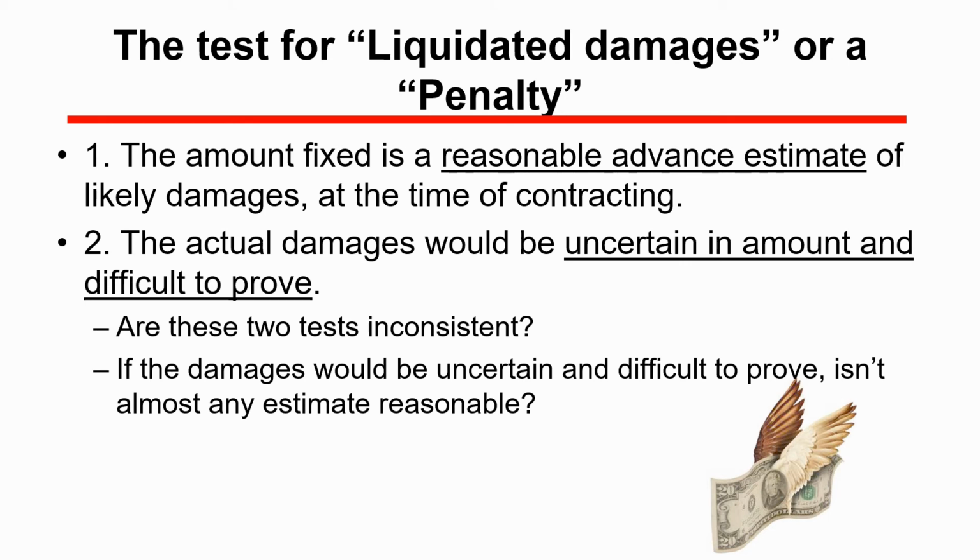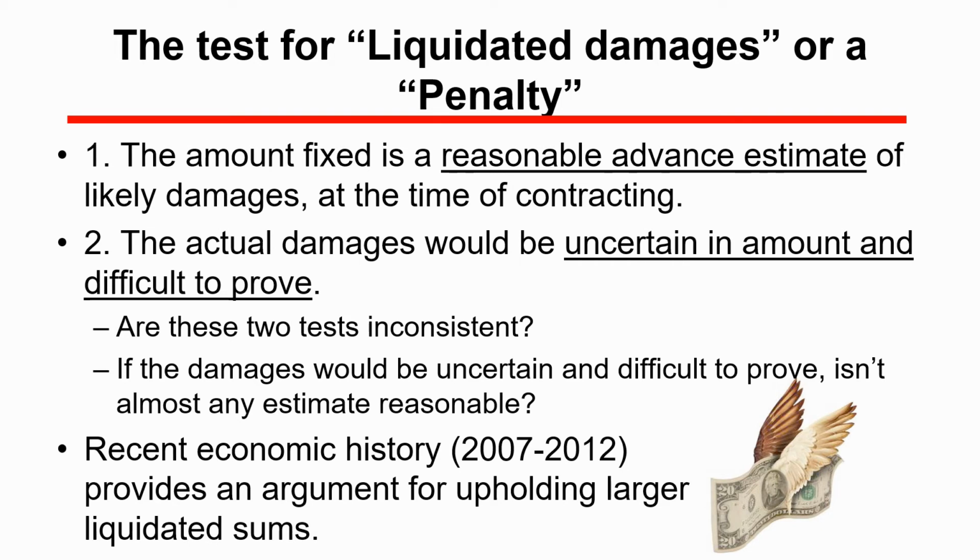And in fact, when we look at the real estate market and recognize that it may fluctuate either upward or downward, and we don't know how much in advance that it will fluctuate, almost any amount that's fixed could be considered reasonable. Recent economic history between 2007 and 2012 provides an argument for upholding larger liquidated sums because the fluctuations in value were so extreme.